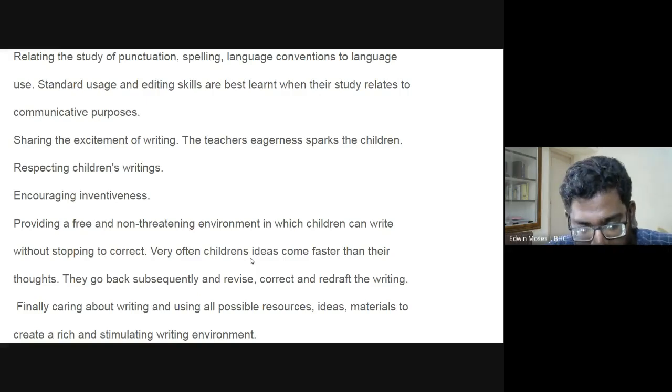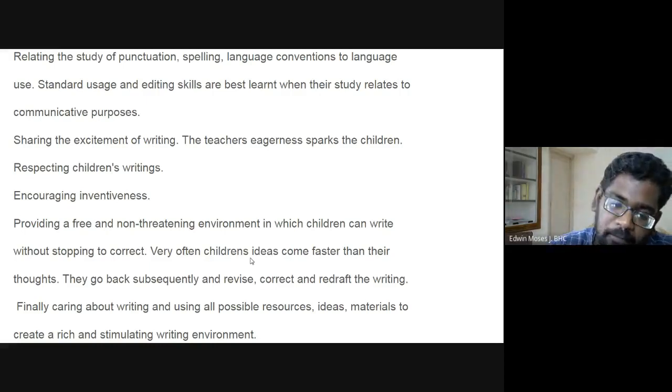They go back subsequently and revise, correct, and redraft the writing. They should have the confidence to bring it up, read aloud, show it to you, and get corrections. They have to be motivated to do that.